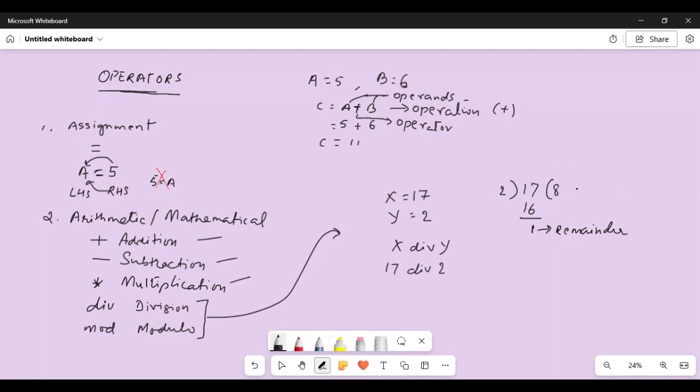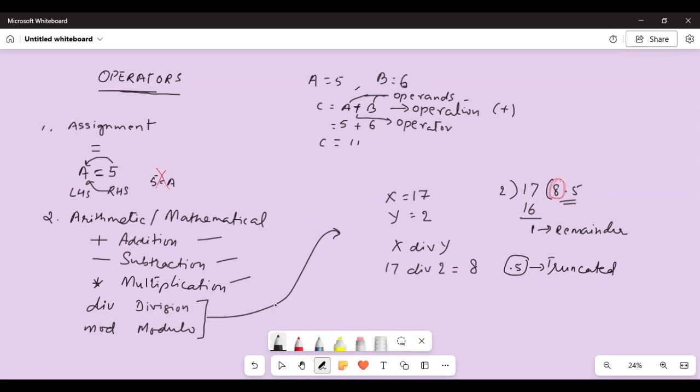I've left the remainder over here, but if we write 17 divided by 2, it will be 8.5 in fraction. When we do div, it is going to return only the integer part of the quotient. So the result that I'm going to get is 8. The fractional part, 0.5, is truncated. Truncated means it is not considered, it is removed from the result. So if we do 17 div 2, I'll get the integer part.